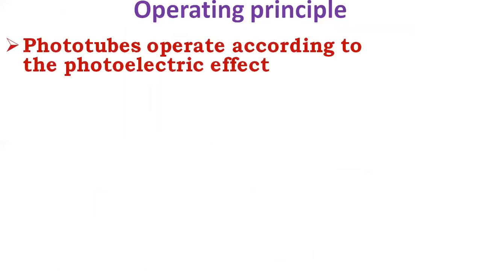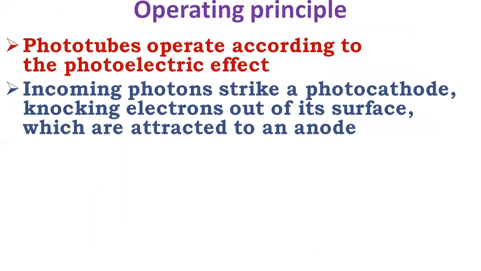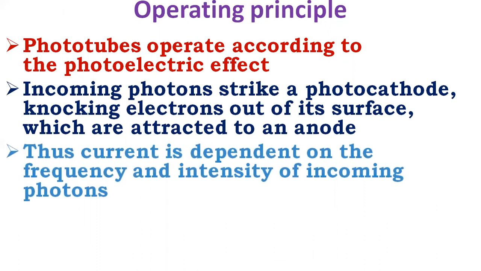Phototubes operate according to the photoelectric effect. Incoming photons strike a photocathode, knocking electrons out of its surface, which are attracted to an anode. Thus, current is dependent on the frequency and intensity of incoming photons. Unlike photomultiplier tubes, no amplification takes place, so the current through the device is typically of the order of a few microamperes.